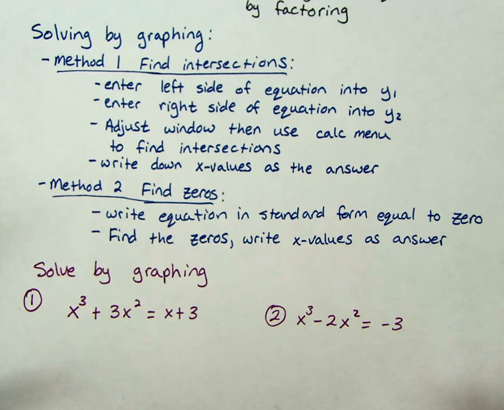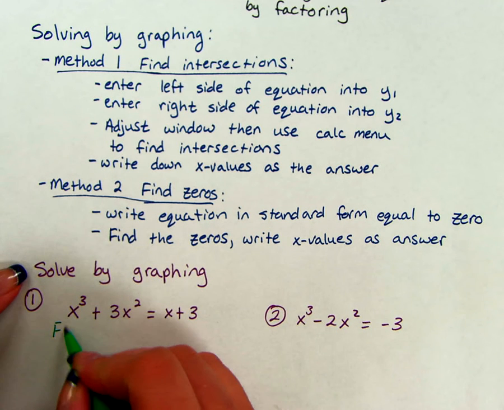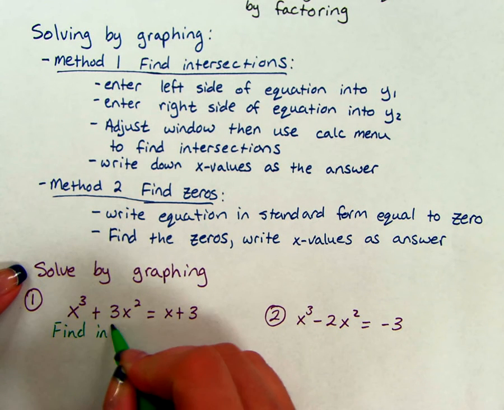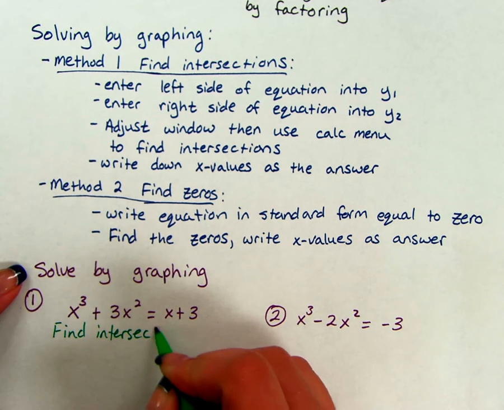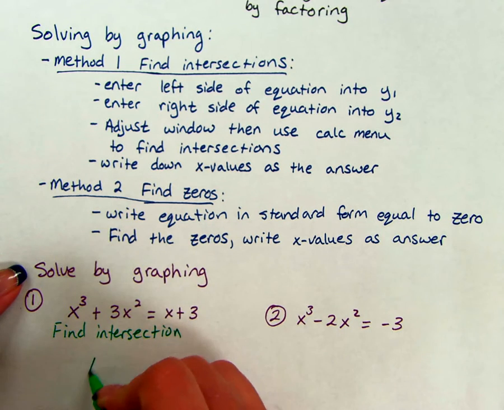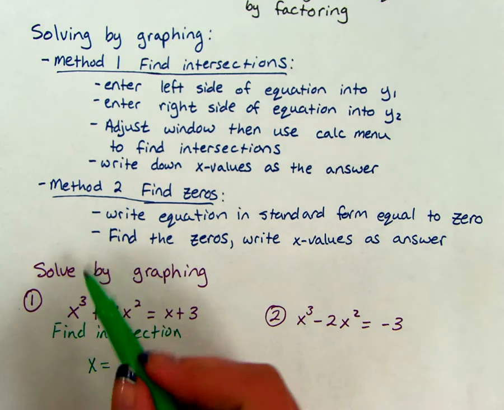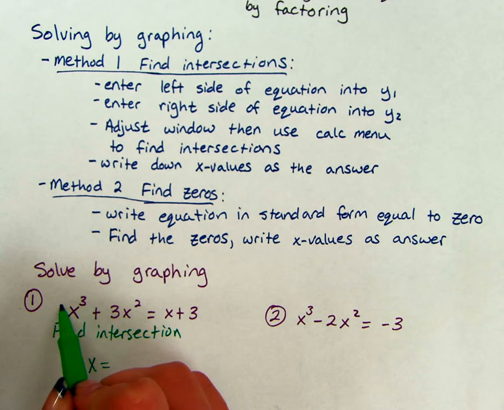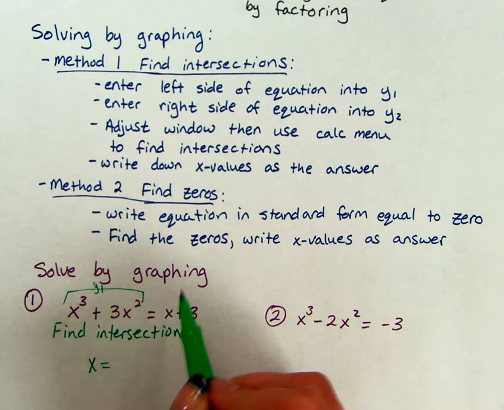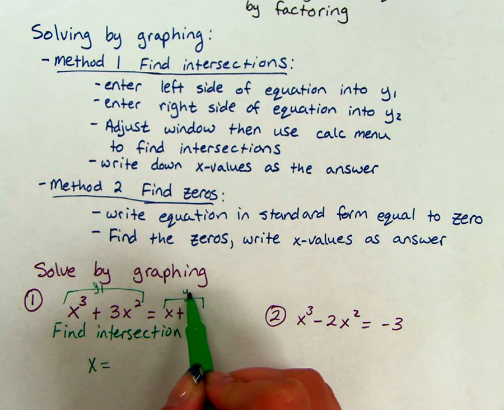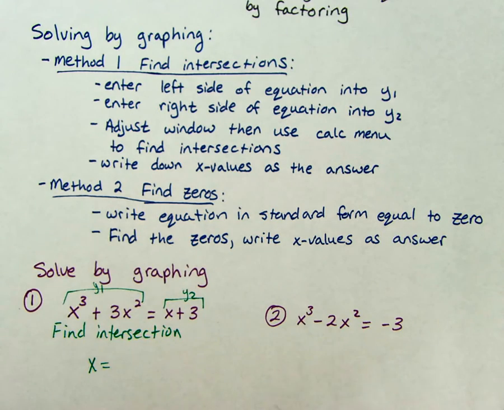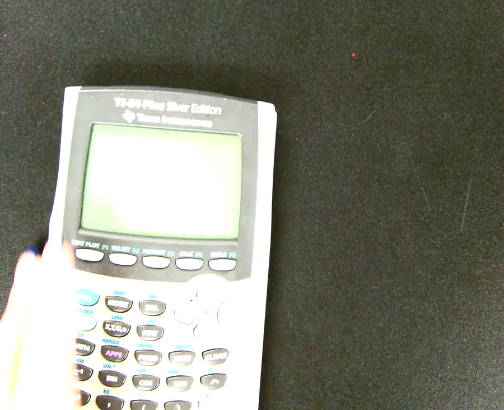So if you take a look at our first example, this would be a good one to use method 1. So I'm going to do this by finding the intersections. And again, when we are done, we only care about the x values. Okay. So we're going to enter this equation into y1, and then the x plus 3 into y2. And if you mix up that order, that part doesn't matter. So we're going to grab our graphing calculator.